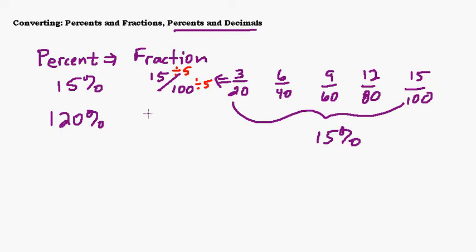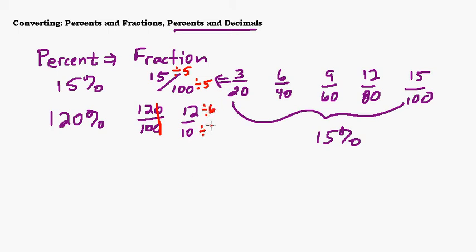But we could still turn it to a fraction, and we would still put it over 100. We would put 120 over 100. And then we would want to reduce it. Now, anytime you have a fraction that has zeros on the ends, you can cancel those zeros. That's what you're really doing there, is dividing by 10. And so then we would have 12 over 10.